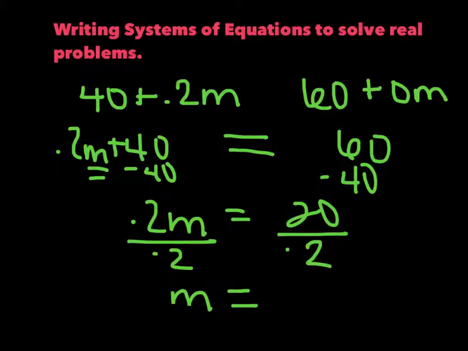And 20 divided by 0.2 is 100. If you can't do that in your head, just go off to the side and do it. But remember, right here, it's just a matter of moving the decimal. All right, so you'd have to send and receive 100 text messages for your bills to cost the same thing.